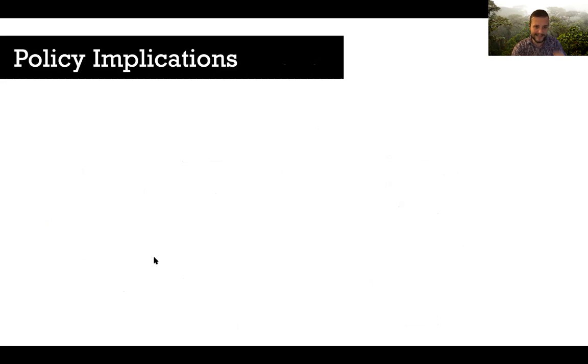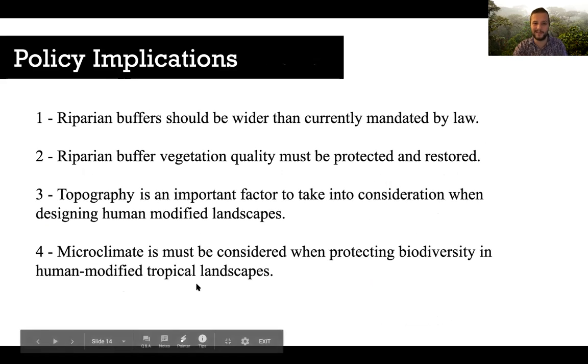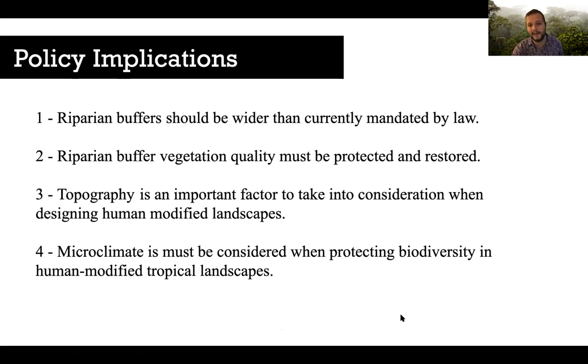Now, what we need to know is how this impacts policy, because that's how we change things. The first thing we want to say from our results is that if you want to protect microclimate and also biodiversity, dung beetles, but also everything that they indicate, they should be wider. They are currently in Malaysia, they're 20 meters. We're saying more like 80 meters would be great.